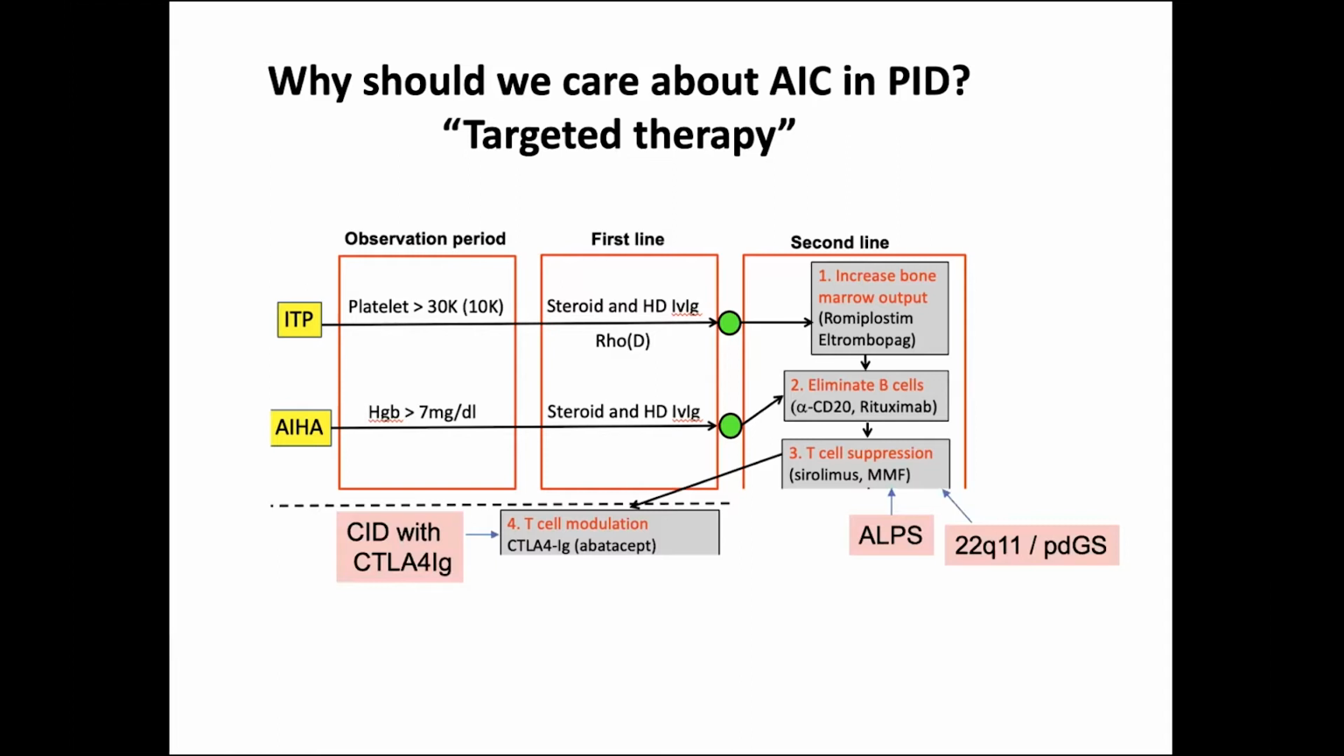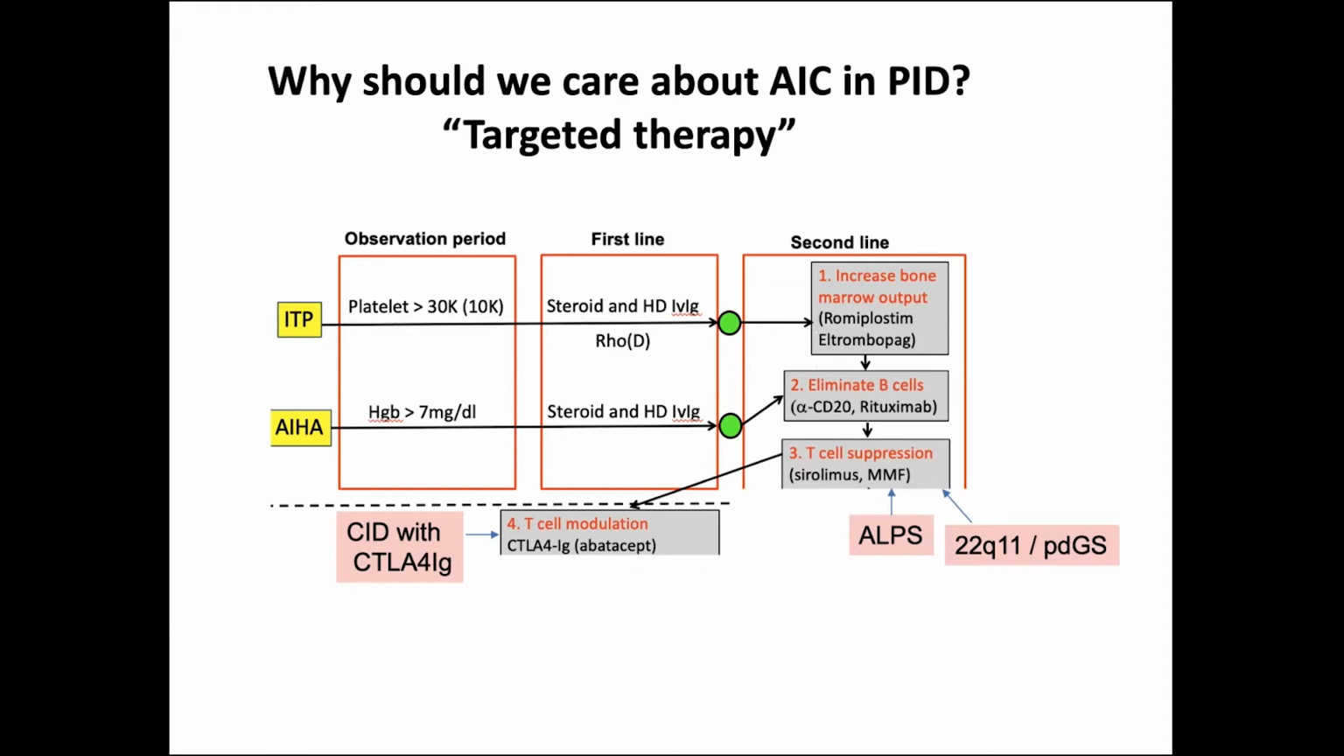And here I just highlight a couple of the disorders that I'm going to discuss with you during this talk, where you really would like to come to the second-line therapy, specifically T-cell suppression, and not go through the entire 1, 2, 3 checkpoints before you come to this decision-making. So for example, ALPS, autoimmune lymphoproliferative syndrome, first-line therapy is now using sirolimus or MMF because they seem to be much more effective than any of the other interventions.